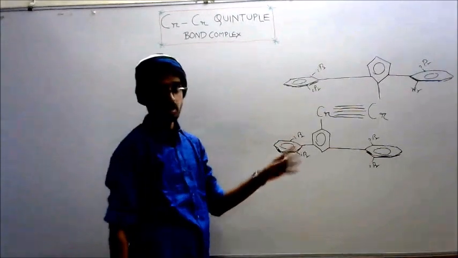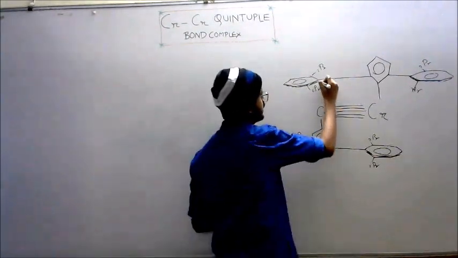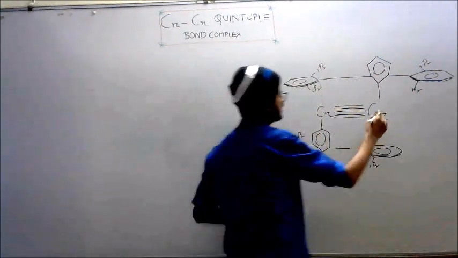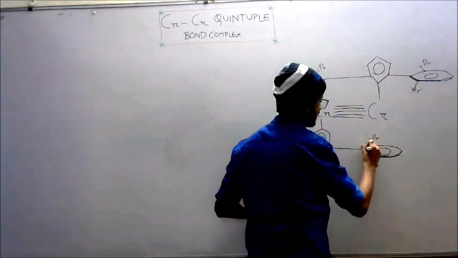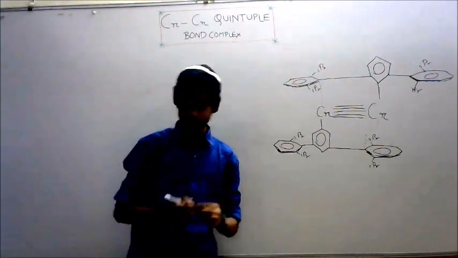So this is the structure, and there are some secondary interactions of this chromium with this ipso carbon center. Similarly, this carbon also has some secondary interactions with this ipso carbon center, which stabilizes the overall molecule.